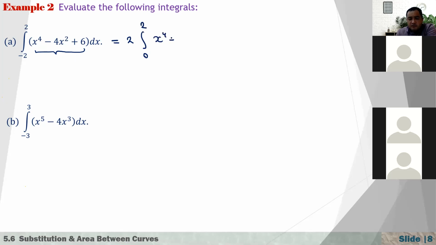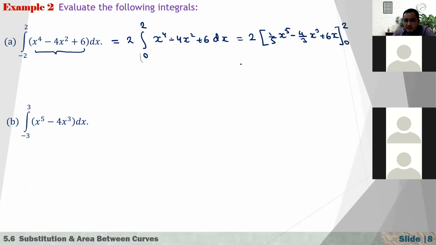Here we have x to the power of 4 minus 4x squared plus 6 dx, which is equal to, because when one integration limit is 0, it is much faster, 2 times 1 over 5 x to the power of 5 minus 4 over 3 x cubed plus 6x, right? And it is changing from 0 to 2. When it is 0, everything is 0. When it is 2, here we have 32 over 5 minus 32 over 3 plus 12.